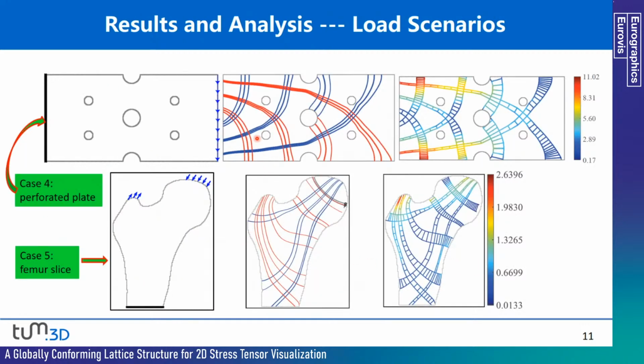Furthermore, the 2D perforated plate and femur slice are taken as additional test cases. We can see from the mid column that the optimized support trajectories also match very well. Here we color-code the von Mises stress along the lattice edges to capture the potential stress concentration.